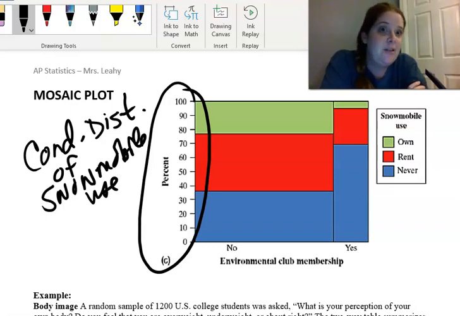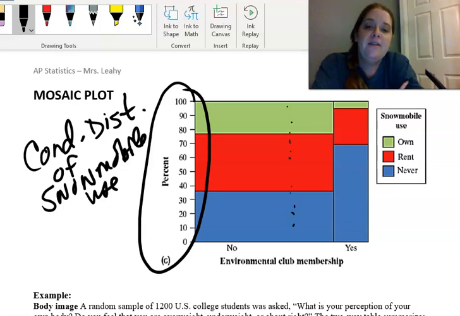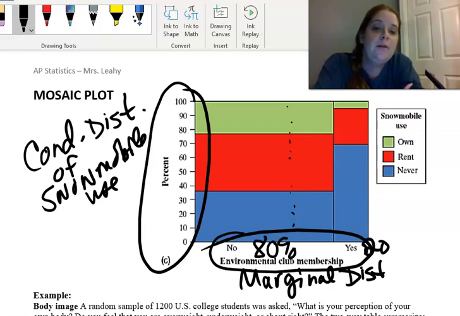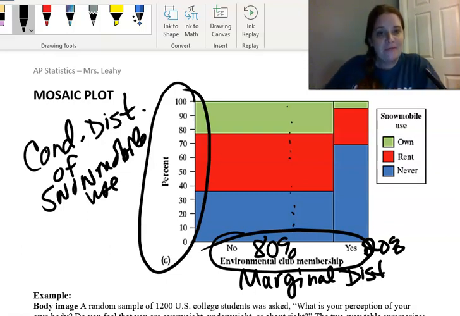I can still tell that about 70% of the people who answered yes have never used a snowmobile, and that about 22% of the people who said no have owned a snowmobile. I can still see those percentages up and down. It's still a segmented bar chart, pretty much what I had on that previous page. But the other thing that shows up, on this horizontal axis, is the marginal distribution of your other variable. So what you're able to see is that 80% said no and 20% said yes, because literally the area here is 4 times as wide. And we're able to keep an eye on our frequencies now.